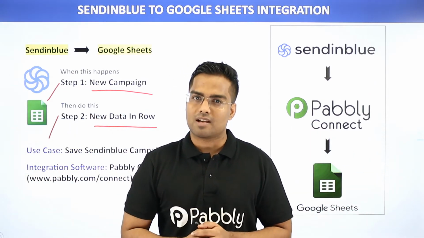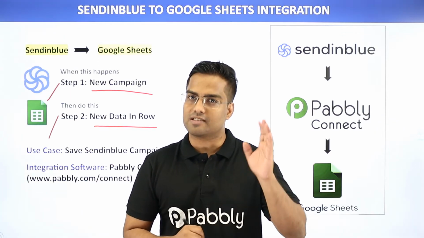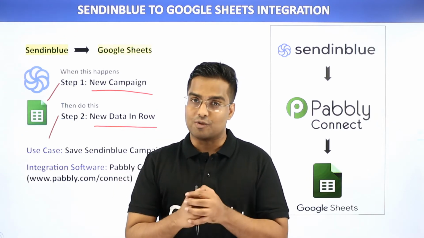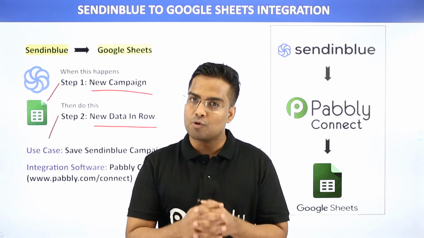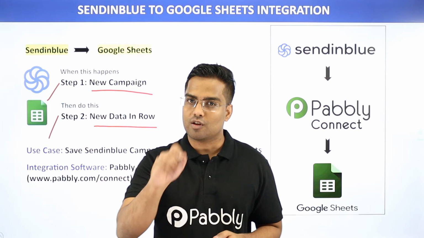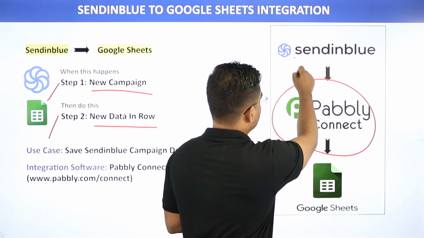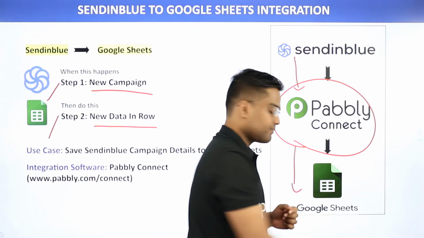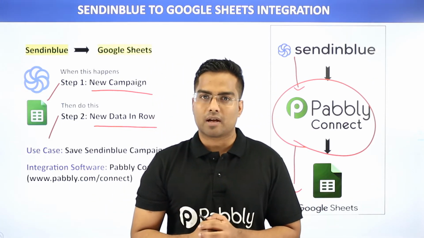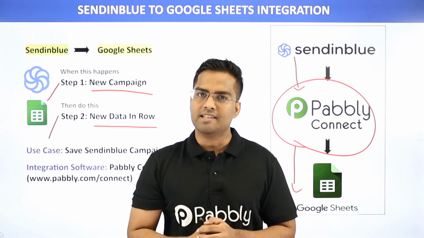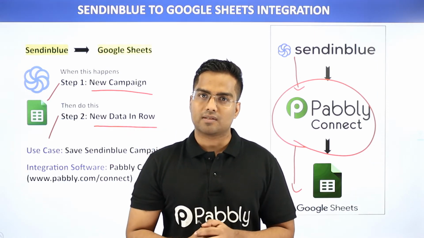Now as you may know, there is some kind of native integration between Sendinblue and Google Sheet. But this integration is kind of limited. So that is why we need to bring a third app to connect them both. So in this video, we will use Pabbly Connect to integrate Sendinblue and Google Sheet. And the best part of using Pabbly Connect is there is no need for coding skills or programming language. It can be done easily. Let me show you on my screen.